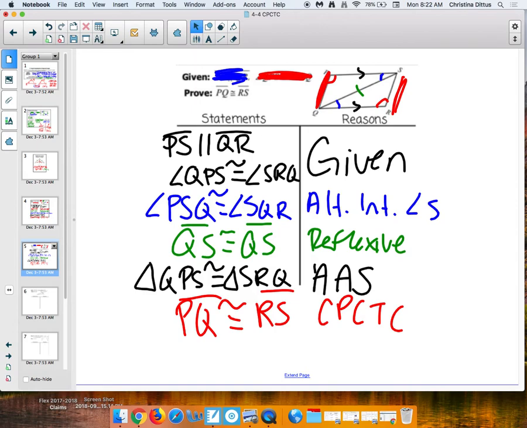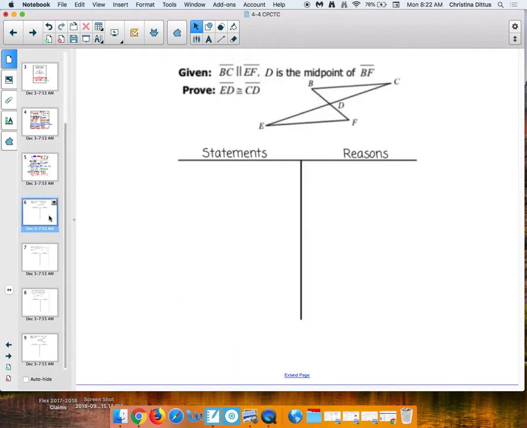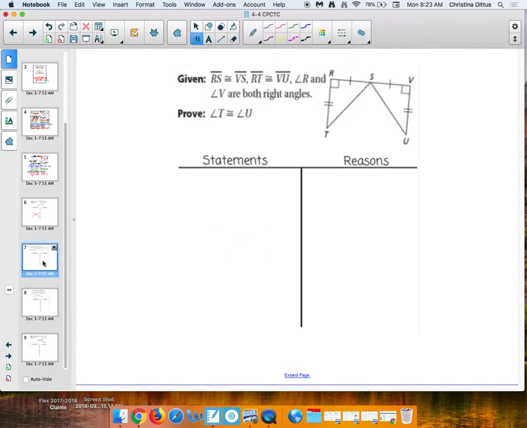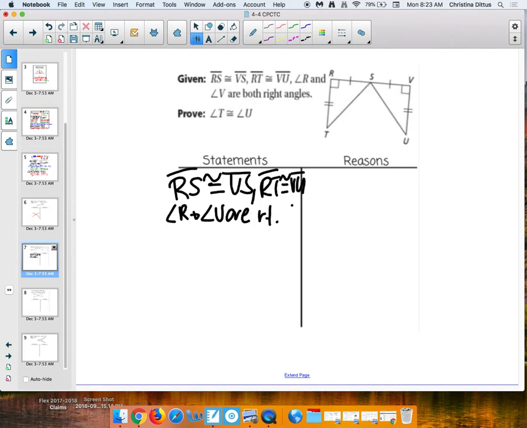Questions there? Lots and lots. We're gonna skip this one. So go to your one that looks like this. First thing always, write your given. RS is congruent to VS. RT is congruent to VU. And angle R and angle V are right angles.